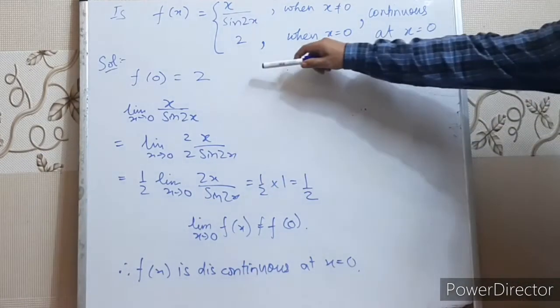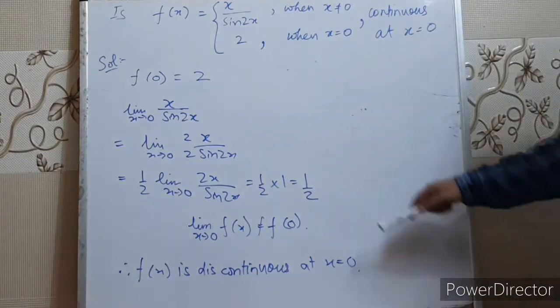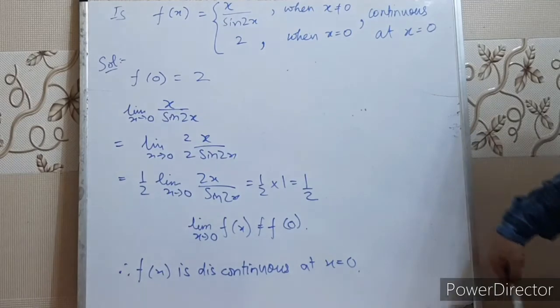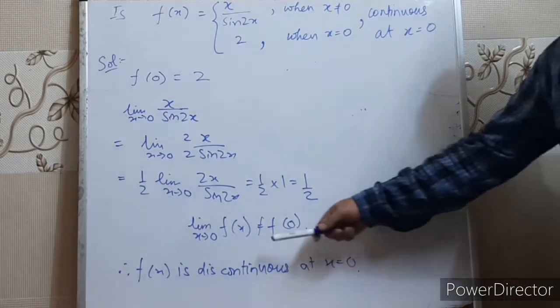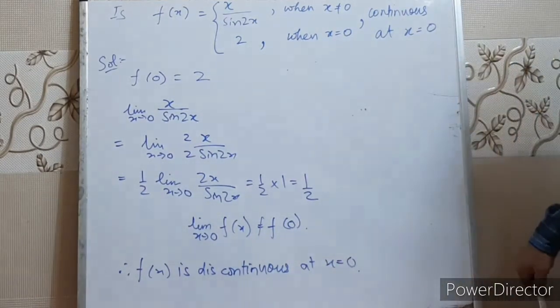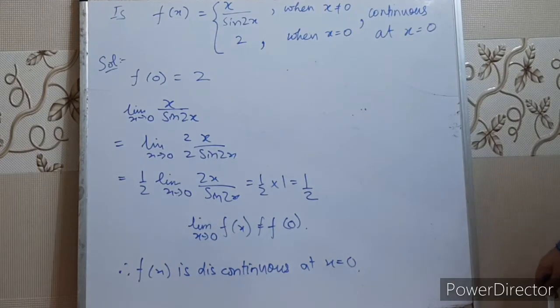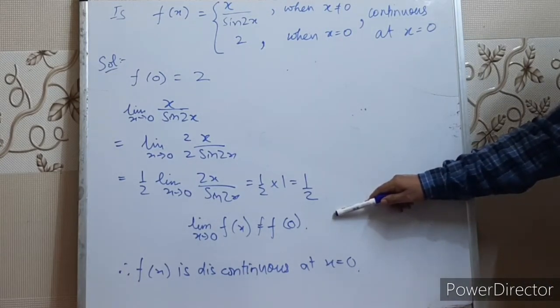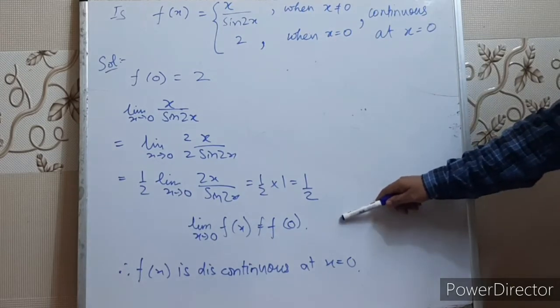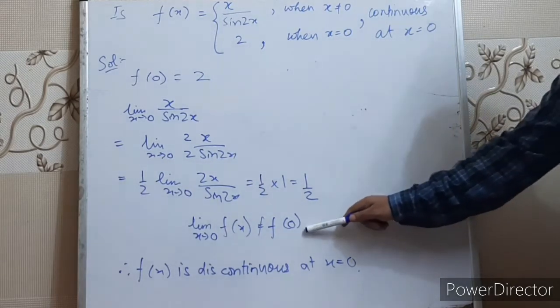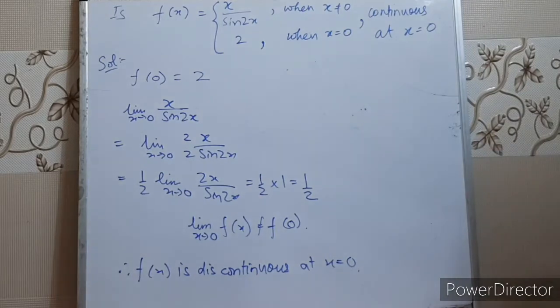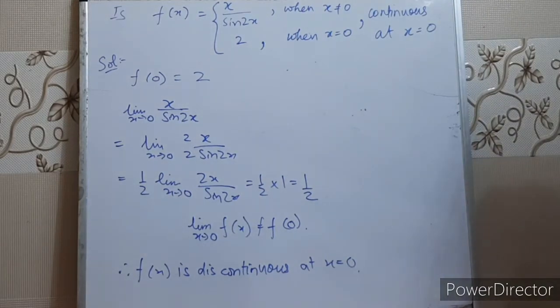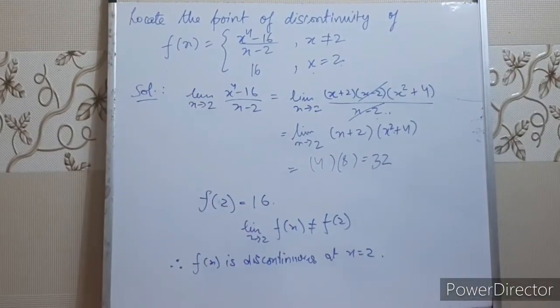Now the value of the function at 0 is 2, and the limit of the function as x tends to 0 is 1 by 2. That means the limit of the function f(x) is not equal to the value of the function at x equals 0. Therefore we say that the function is discontinuous at x equals 0, and this function has a removable discontinuity. That means if the value of the function at 0 becomes 1 by 2, this function will be a continuous function. Right?